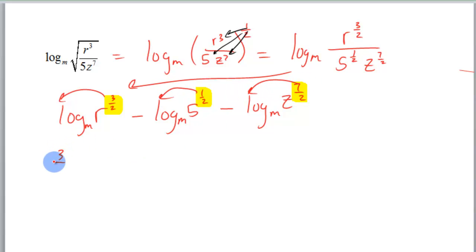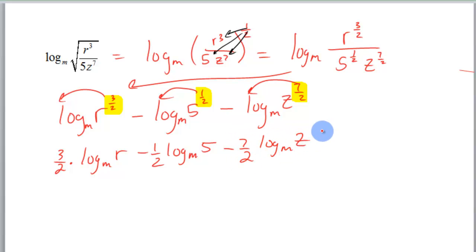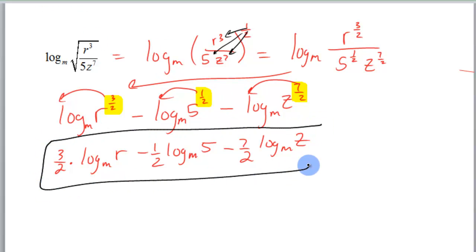So 3/2 times log base m r minus 1/2 log base m of 5 minus 7/2 log base m of z. And this would be the answer.